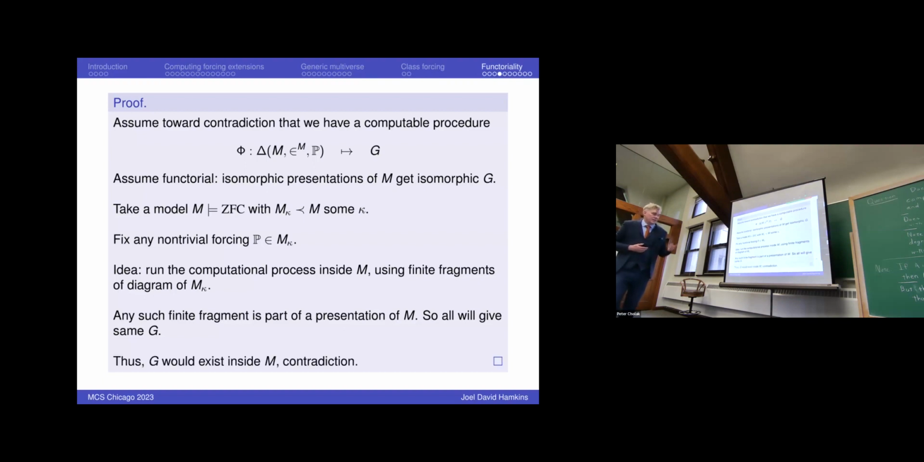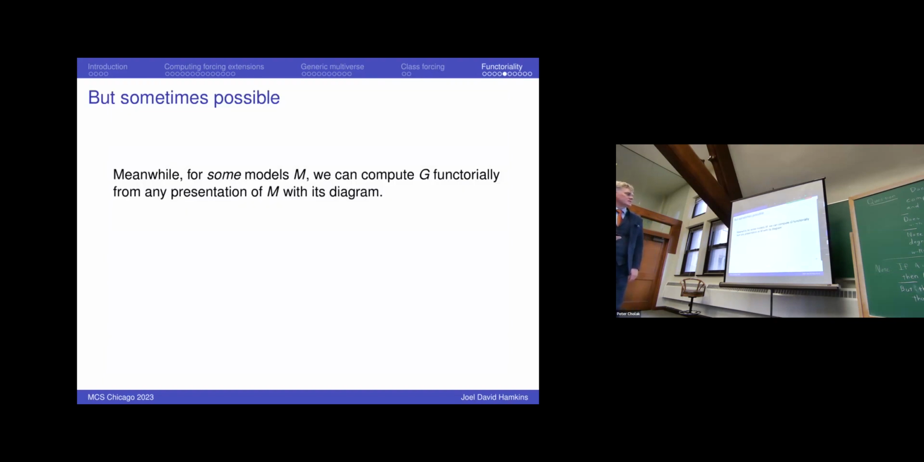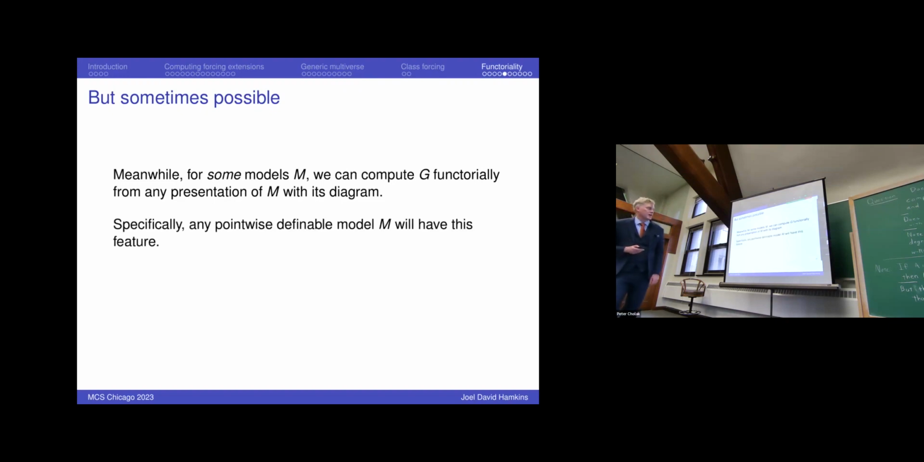So the point is that therefore the process of producing the filter could have been run inside M, and therefore the generic filter would be in M, which is not possible because generic filters are never inside the models over which they're generic. Okay, but meanwhile for some models we can compute the generic filter functorially from any presentation. So this is a slight nod in the positive direction.